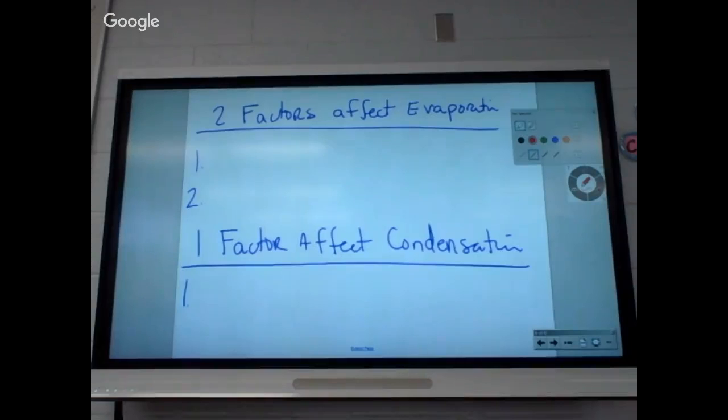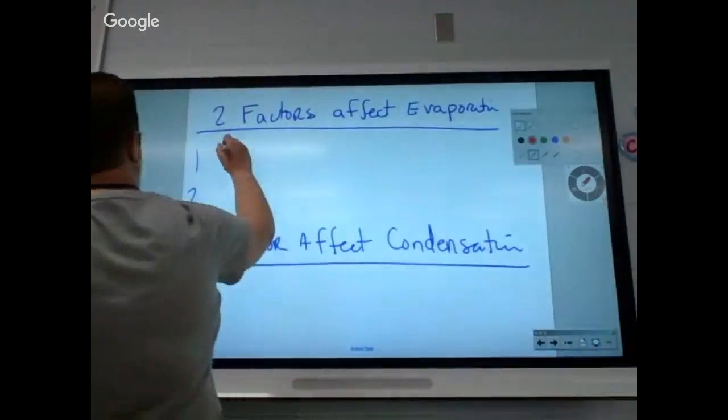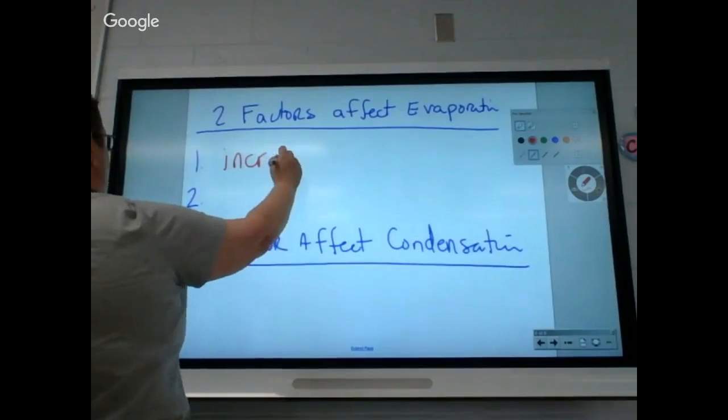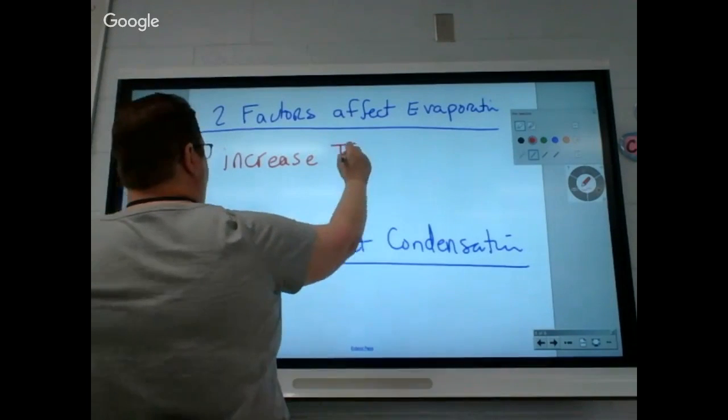Now, in number 2 up there, the 2 factors that affect evaporation. How can we get something to evaporate faster? There are 2 factors that affect it. Heat. All right, increase the temperature. Okay? How else can we get something to evaporate faster?